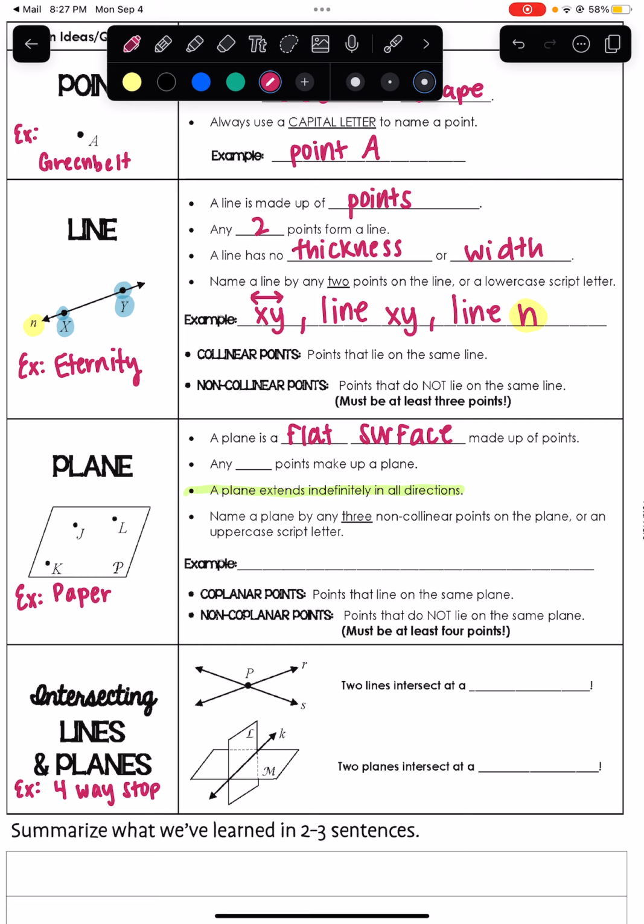So how do we name this? You can name a plane by any 3 non-collinear points on the plane, or an uppercase script letter. You might be wondering, what the heck is a non-collinear point? So if you go back up to line, there are 2 things we did not go over.